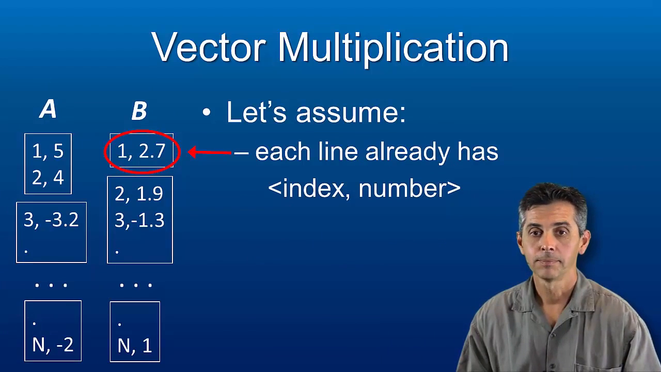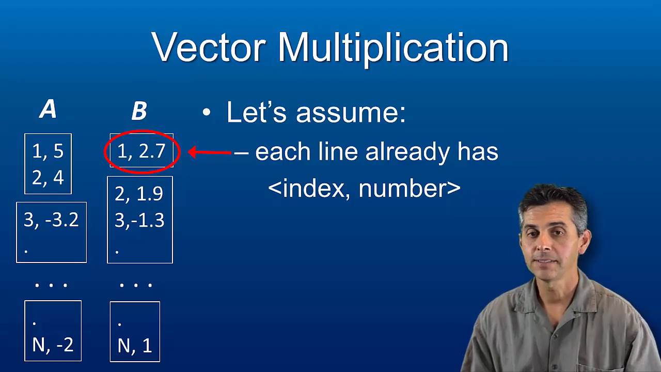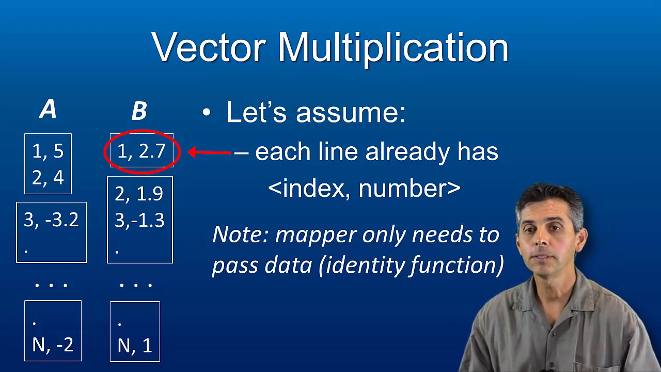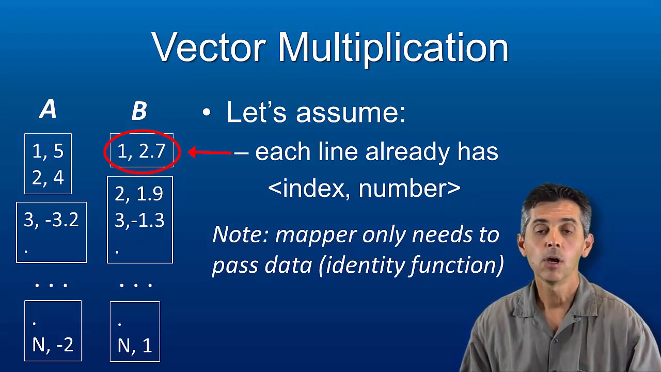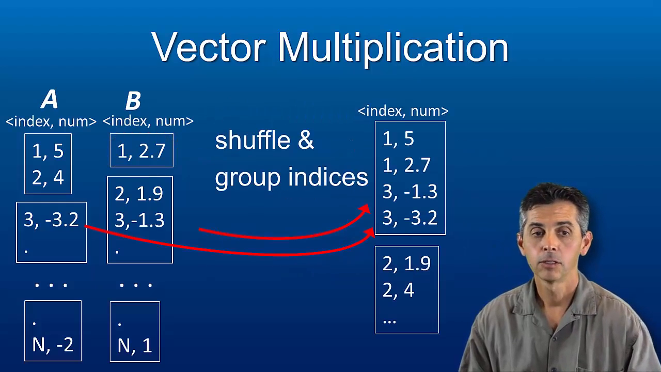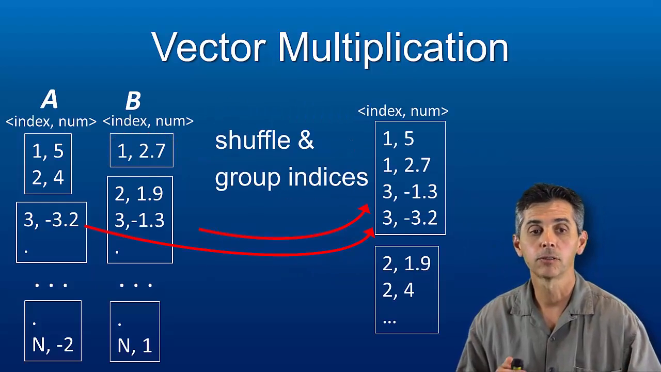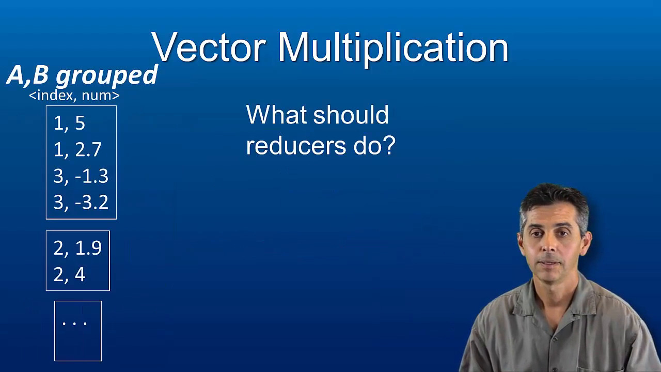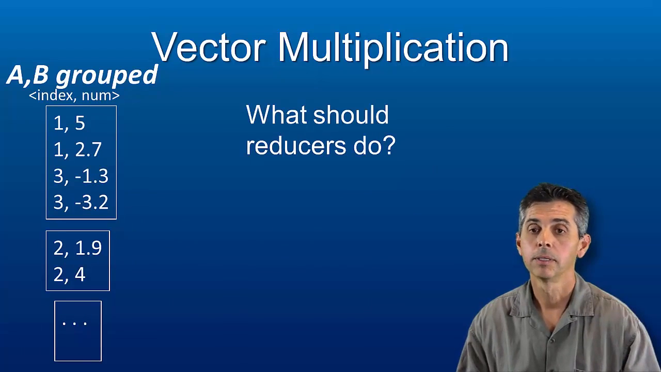For this example, let's assume each line already has a key value organization. So the mapper only needs to pass the data along. Note, it can take both files and output it as one file. The Hadoop MapReduce system will then shuffle and group the indices. And then the reducers will be able to do the multiplication.